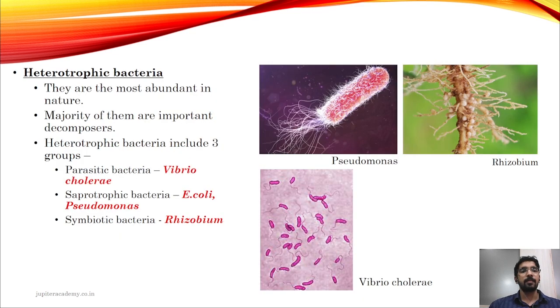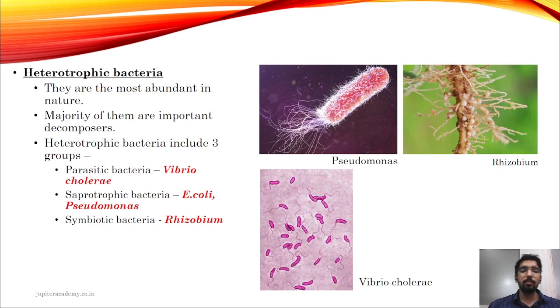The next type is heterotrophic bacteria, which utilize food or energy from other organisms. They are the most abundant in nature. The majority of them are important decomposers, and heterotrophic bacteria can be divided into three further groups. We have parasitic bacteria such as Vibrio cholerae and so on. We will see all the examples of parasitic bacteria in plants and animals in the next slide. Then we have saprotrophic bacteria, example E. coli, Pseudomonas, and so on, where they feed on dead and decaying organic matter.